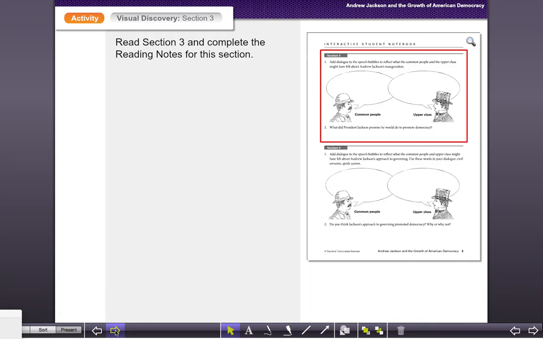And then the second question is, look for information that tells us what President Jackson promised he would do to promote democracy. So look for some of those things that he promised to do at the beginning of his presidential career.